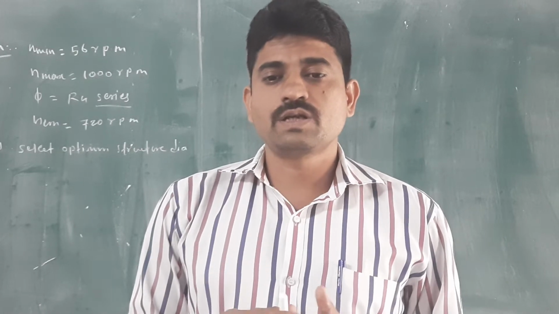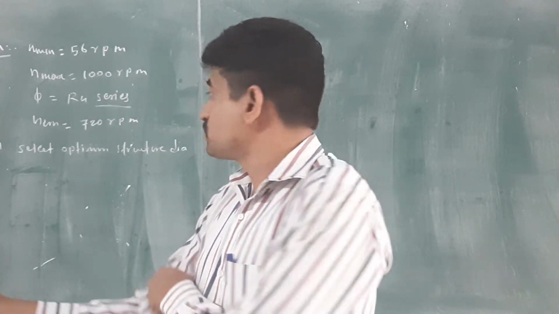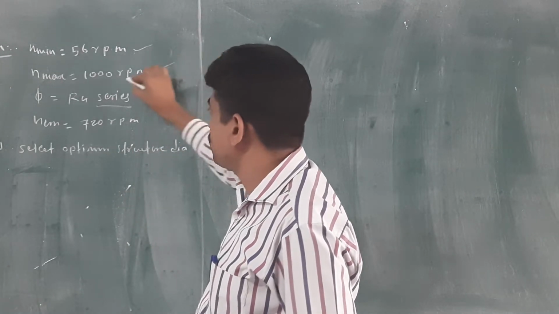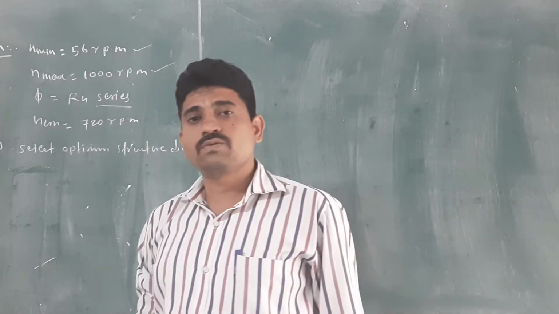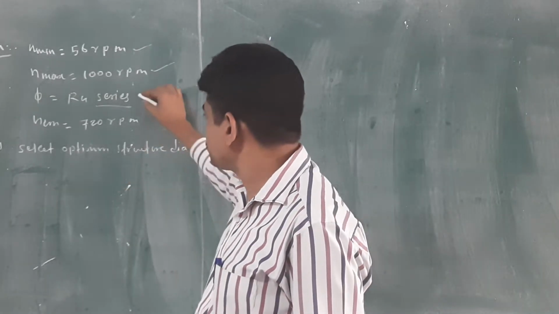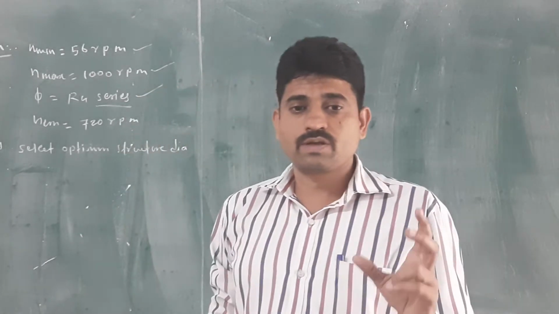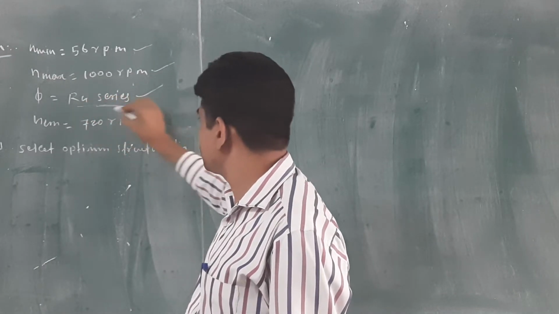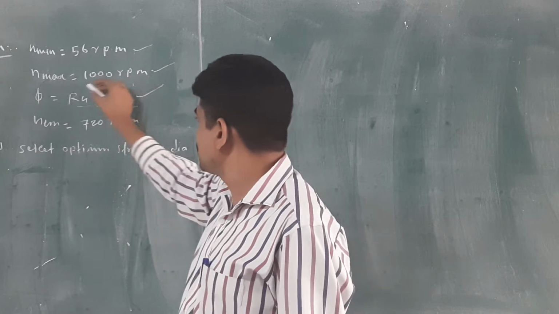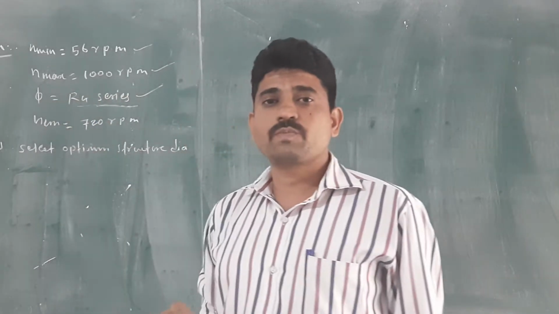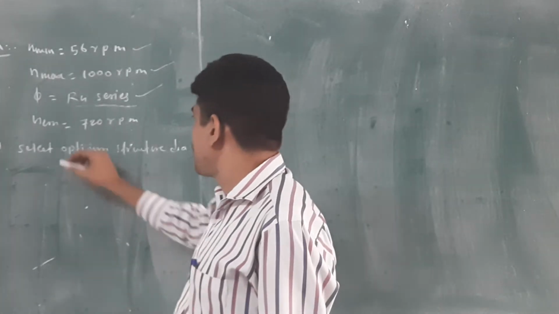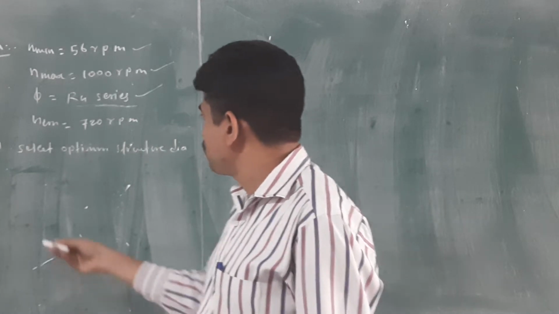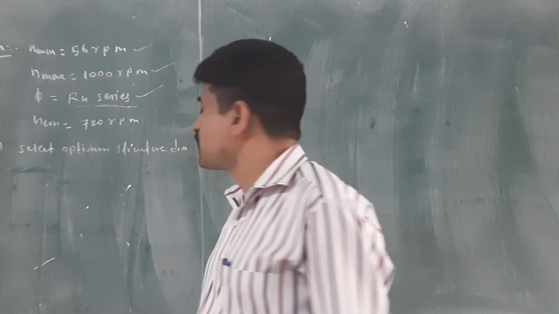You are given the minimum spindle speed of 56 rpm and the maximum spindle speed of 1000 rpm, and they are using it for the application of a small size gearbox for a general purpose machine. They have given the R4 series, which means indirectly they have given the geometric progression ratio value, and the electric motor speed is given as 720 rpm, and we want to find out or select the optimum structure diagram.